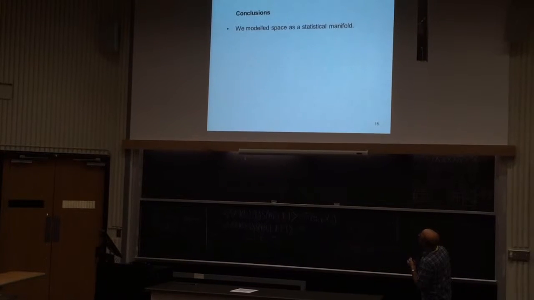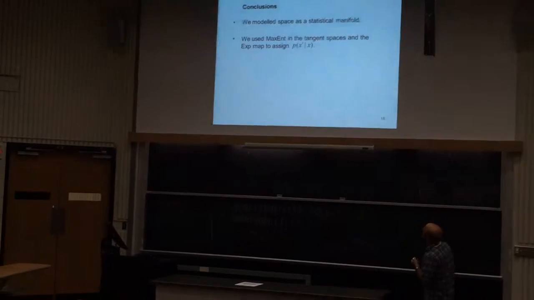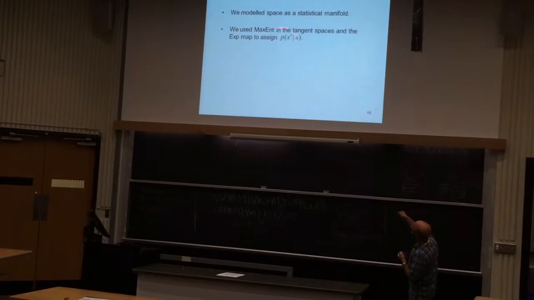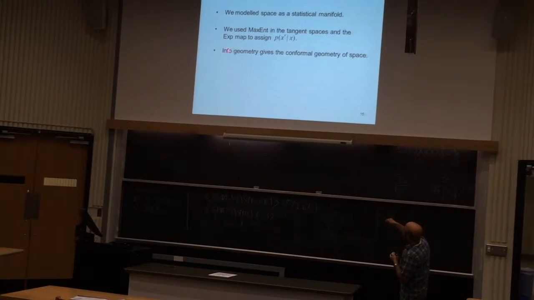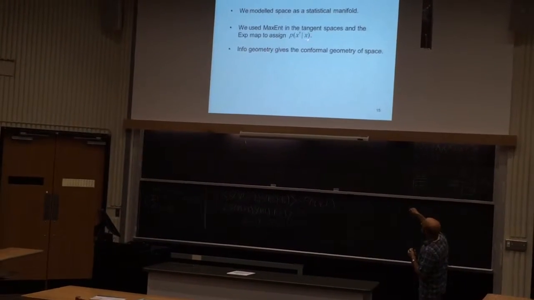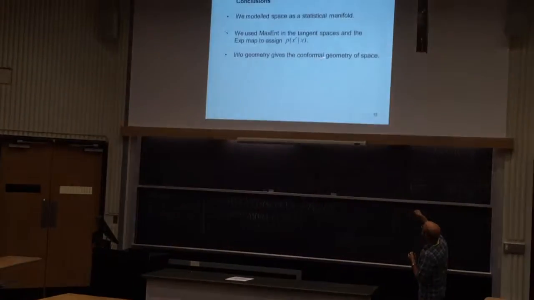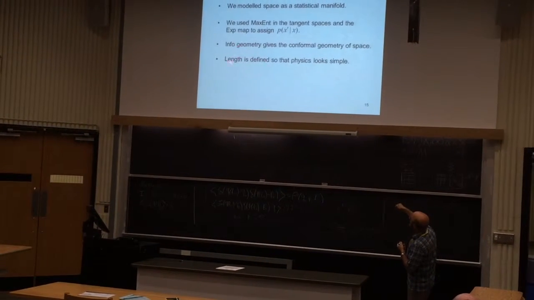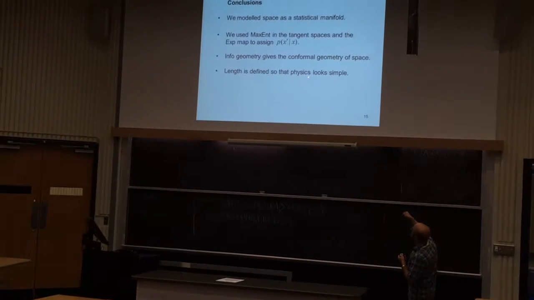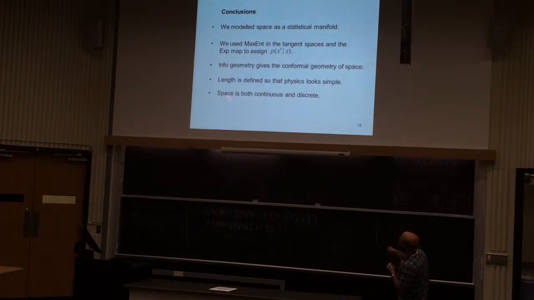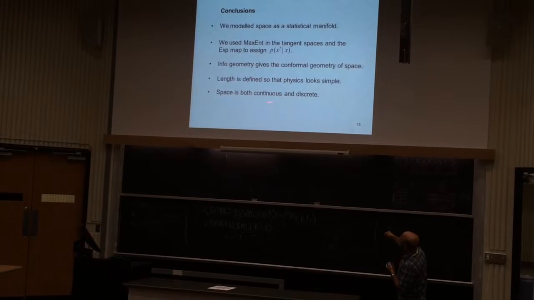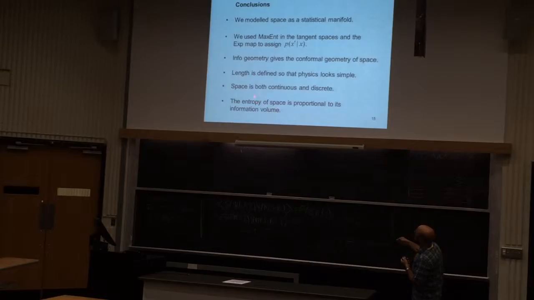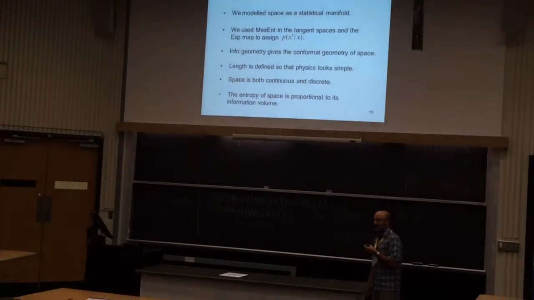Conclusion. We model space as a statistical manifold. We use MaxEnt in the tangent spaces and then the exponential map to assign the probability for each point. Information geometry, derived from probability distributions, gives the conformal geometry of space. Length, if you really need a notion of length, is going to be defined so that physics looks simple. Space has features of both continuous spaces and discrete spaces. Finally, the entropy of space is proportional to its volume.